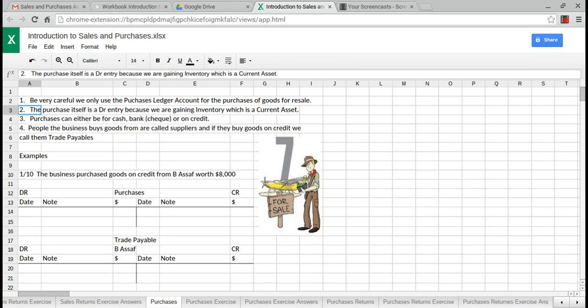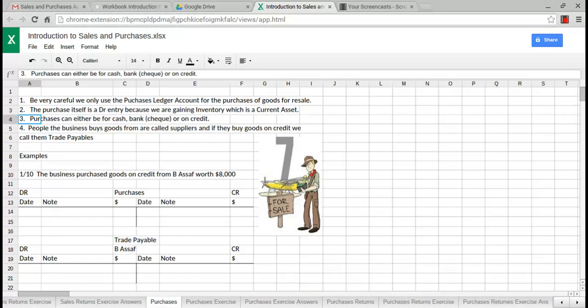Purchases themselves are a debit entry. That's because we're gaining inventory, which is a current asset. It's a current asset because we would intend to sell it within 12 months. We make a purchase either by cash or with a cheque, and therefore it goes through the bank T account, or on credit, in which case we'd need to do something with a supplier's account.